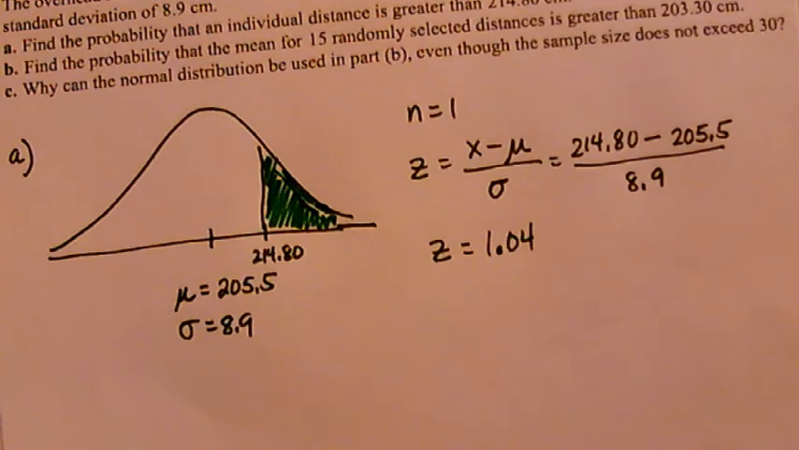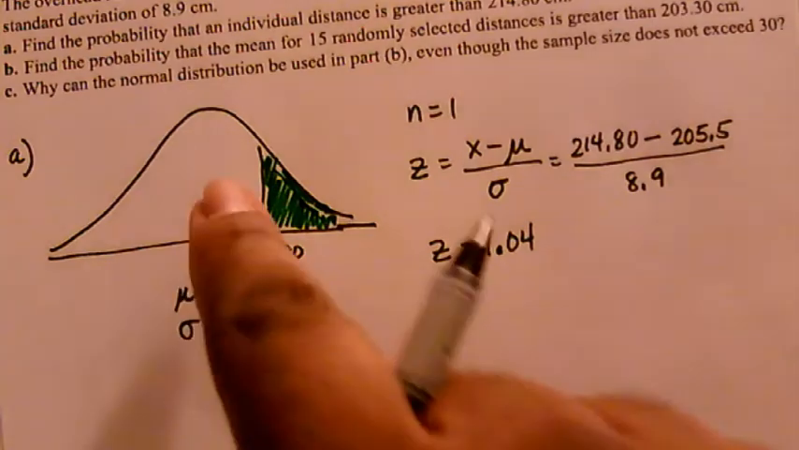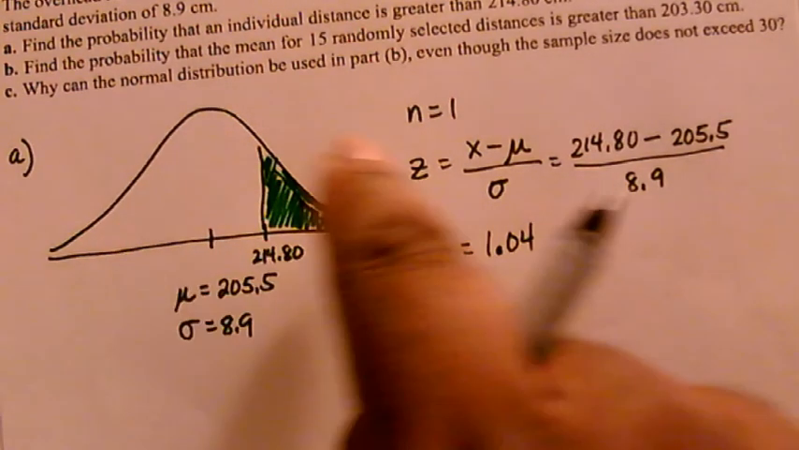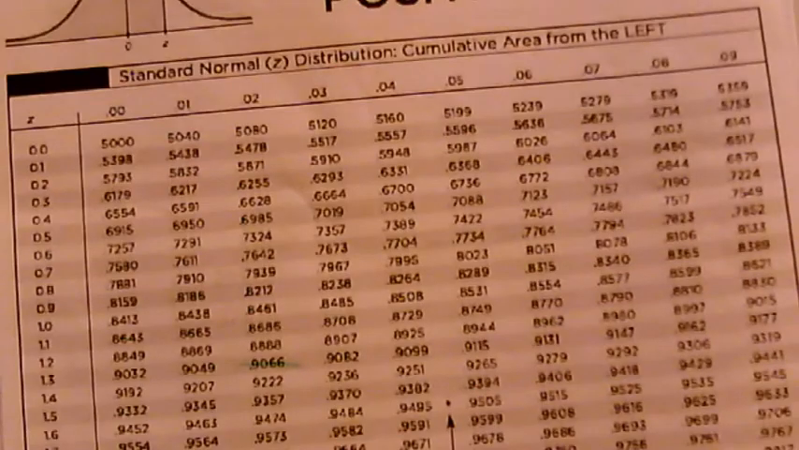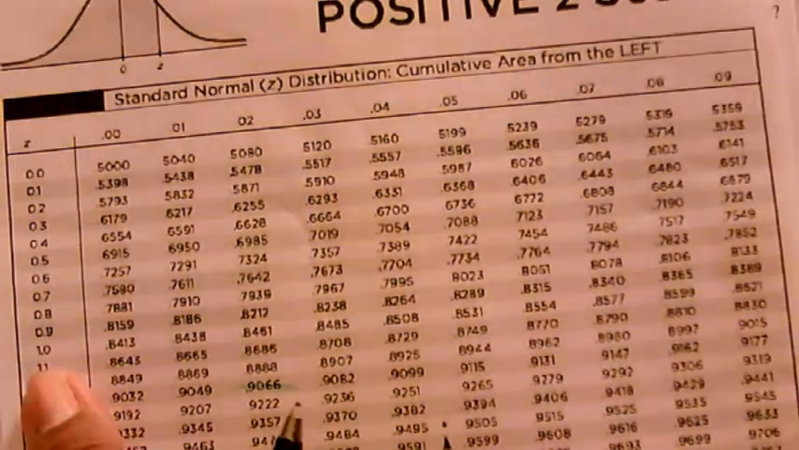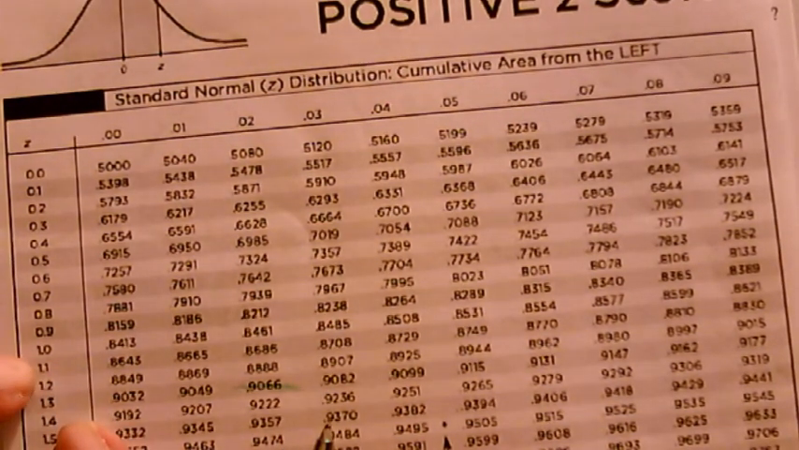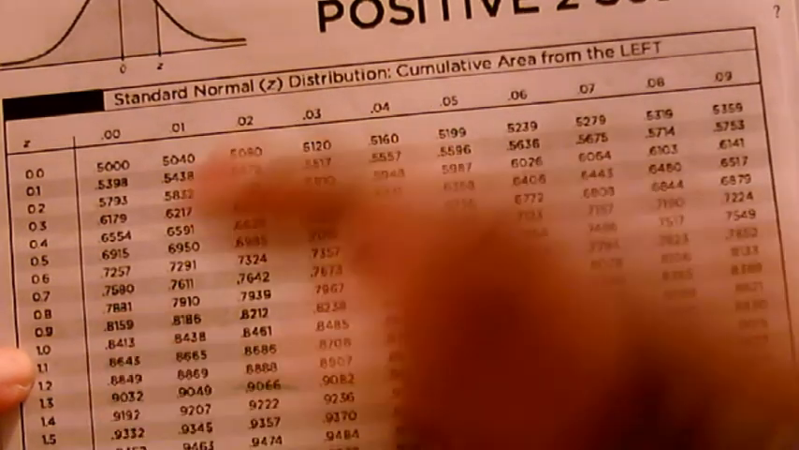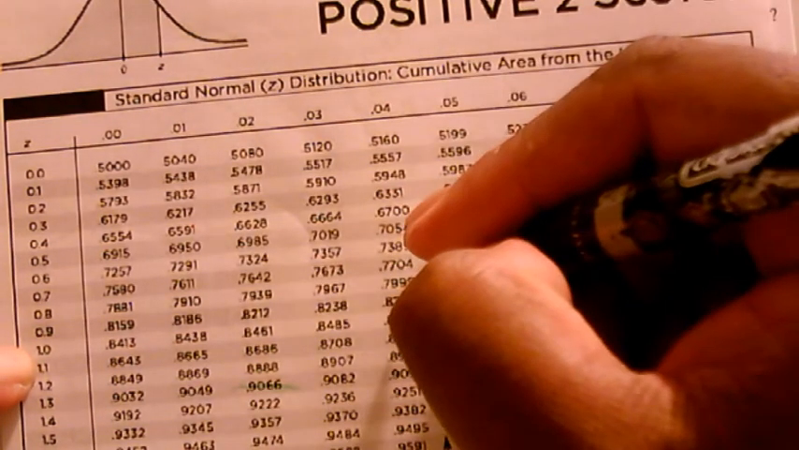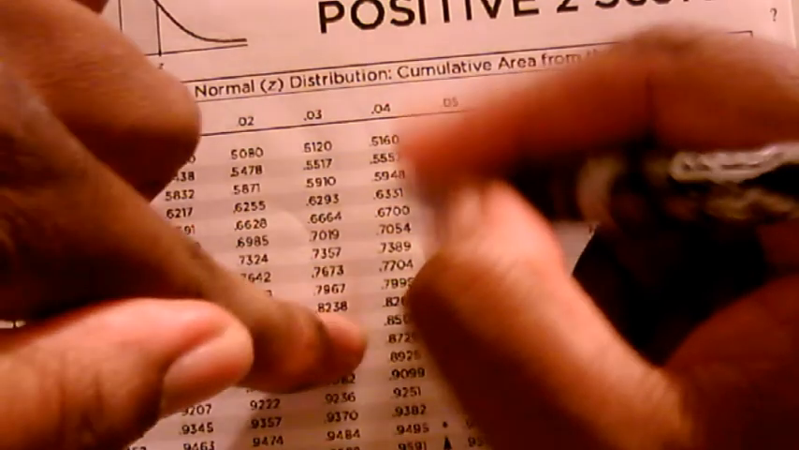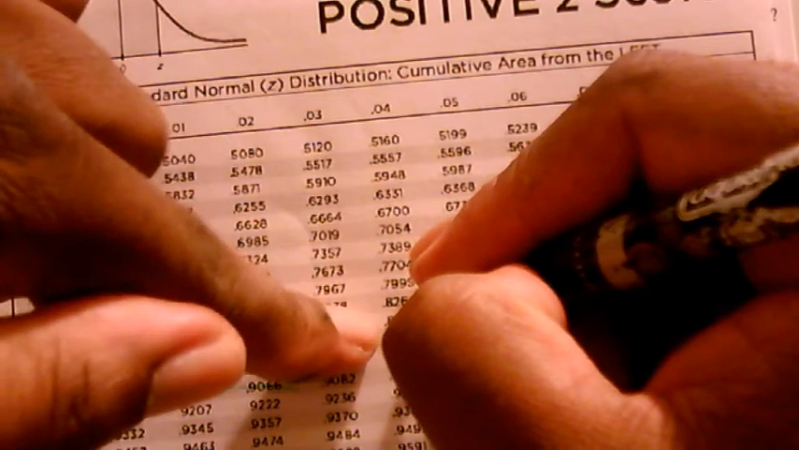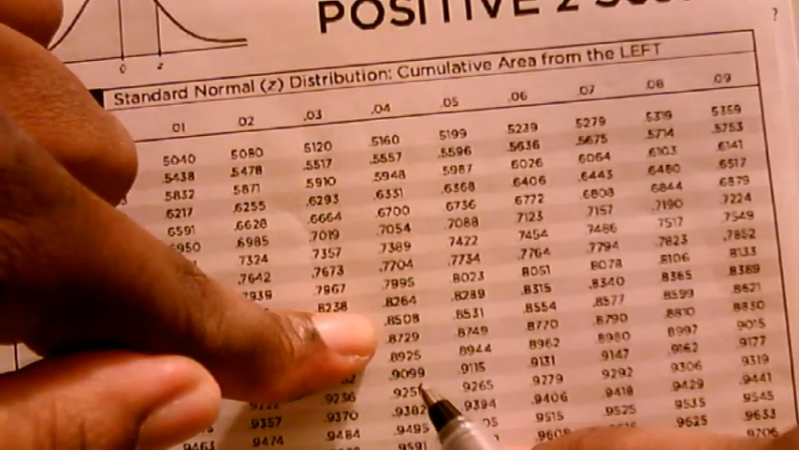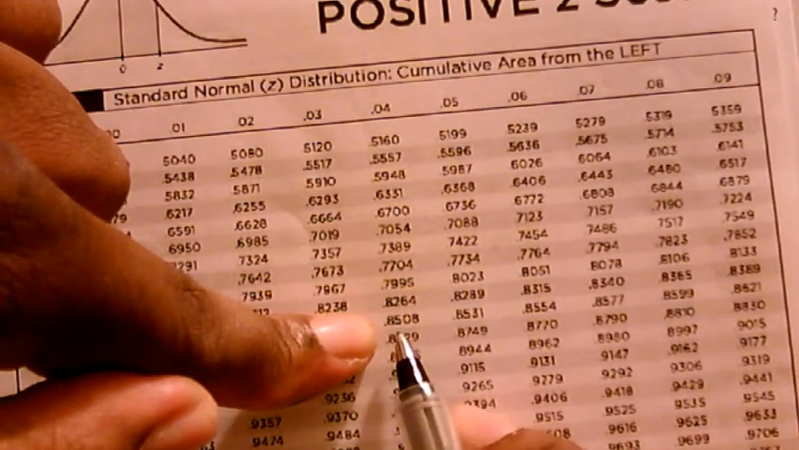Now, we're going to use that 1.04 to find the area to the left, but we want the area to the right. Now, 1.04, here's 1.0, and then 0.04 is this column here. So go to the right and down on the row in the column, you'll see is 0.8508.